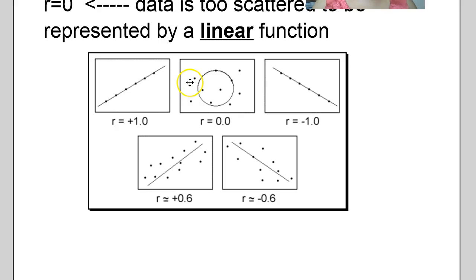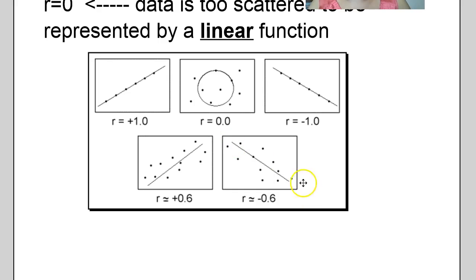So here is 1, that's exactly 1. Here is 0, here is -1. Now here is a moderate correlation, and as we can see, the correlation coefficient is not exactly 1, but since it's increasing, we say it's around 0.6.